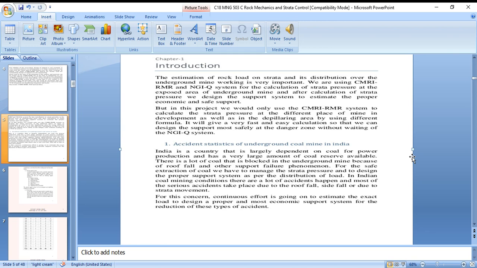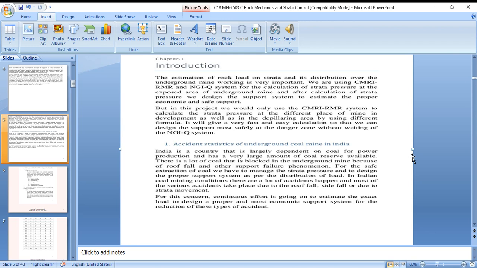But in this project, we only use the CMR and RMR system to calculate the strata pressure at different places of the mine, in the development as well as in the depillaring area, by using different formulas. It will give a very fast and easy calculation so that we can design the supports most safely at the danger zone without using the NGI-Q system.